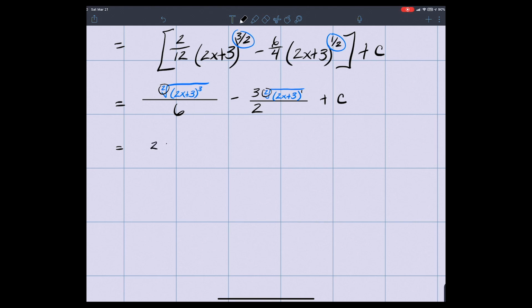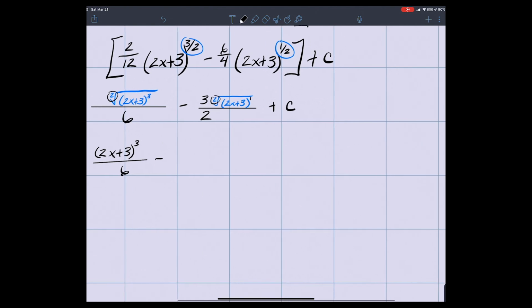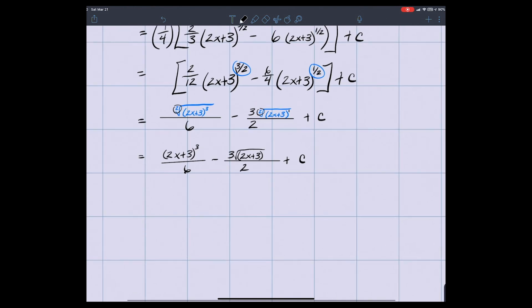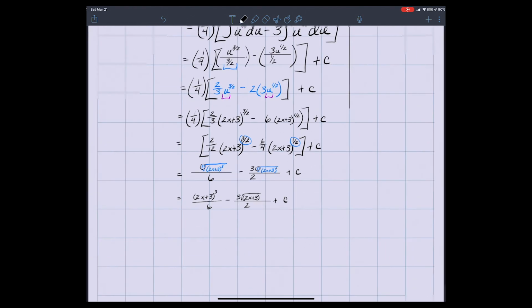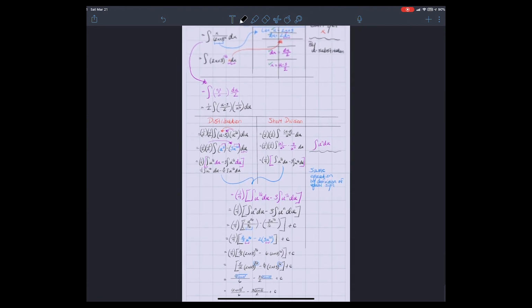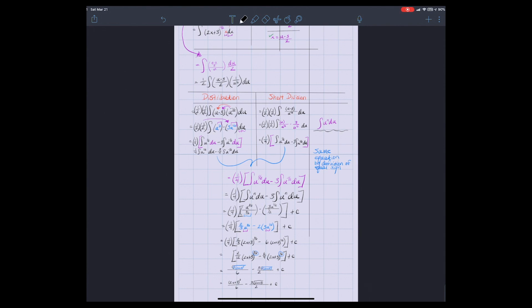So the final answer we can write as 2x plus 3 quantity cubed all over 6 minus 3 times the square root of 2x plus 3 all over 2 plus c. And a final acceptable answer. You don't have to pretty much go any further than this. And so that's how we just use 2 different ways at the same time to show how to solve this integral using u-substitution.